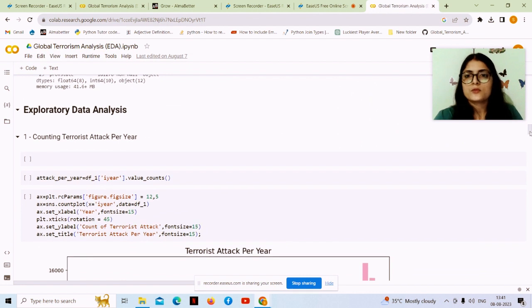Next, we have the most important thing, that is the exploratory data analysis. We can say that exploratory data analysis is the backbone of this project. So first, what I have done is count the terrorist attacks per year, with the help of this graph.